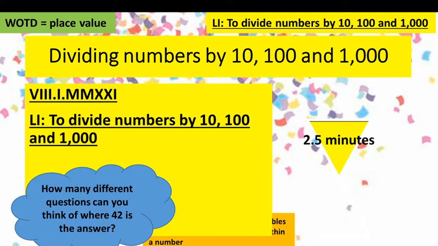To warm up, we are going to think about this question here. How many different questions can you think of where 42 is the answer? You might start with something like 1 times 42 if you wanted to try something simple, and then ramp it up to try and use maybe some multiplication, some division, some addition and some subtraction. So how many questions can you think of? Give yourself 2 or 3 minutes, pause the video and see what you can come up with.